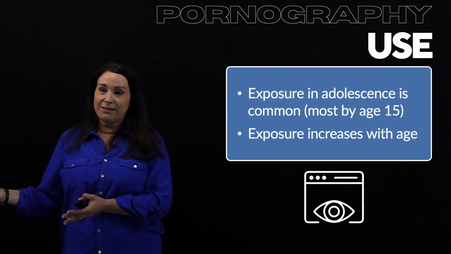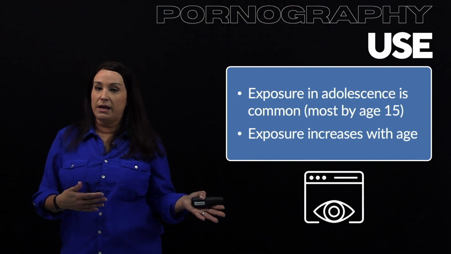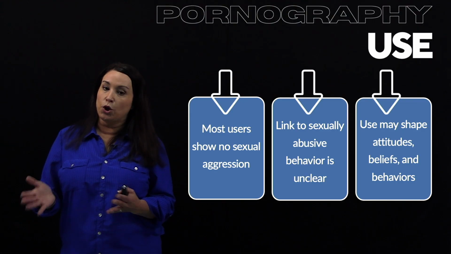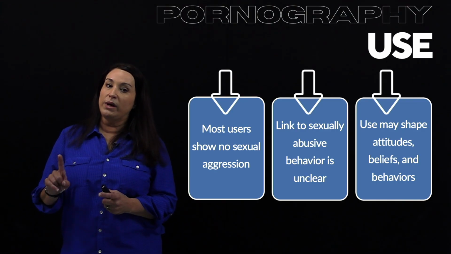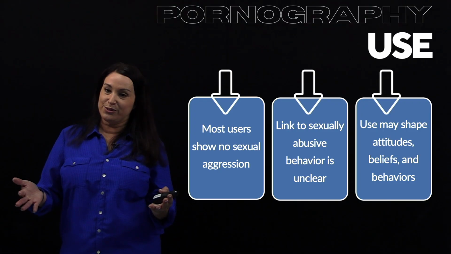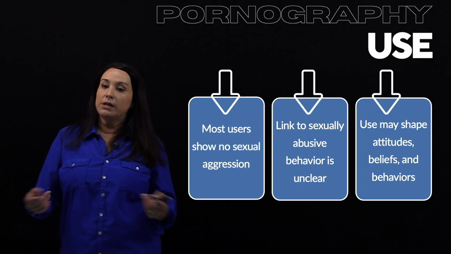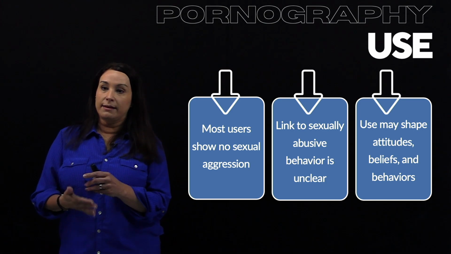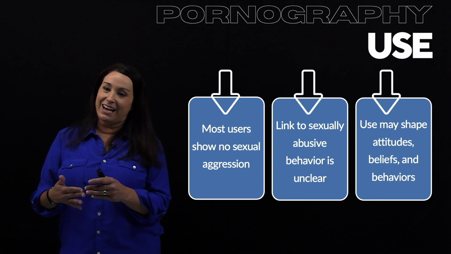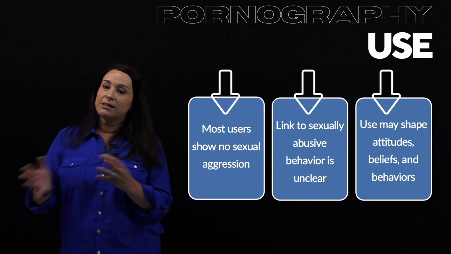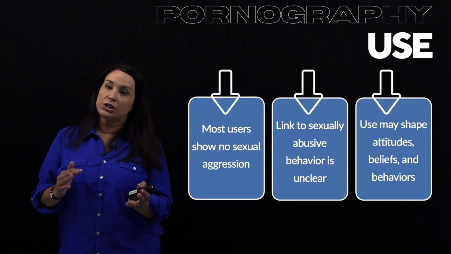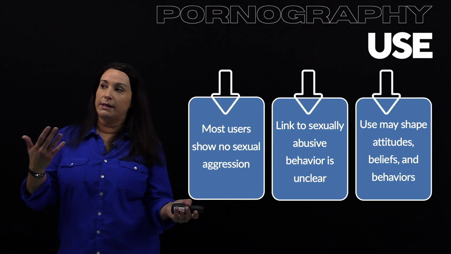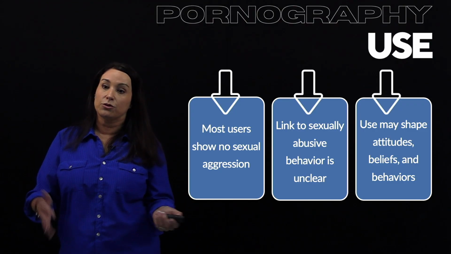Exposure in adolescence is common. Most by age 15 have seen pornography, and this increases with age. However, research shows most users of pornography don't show sexual aggression. However, we know that use shapes attitudes, beliefs, and behaviors. So if they're watching abusive, illegal pornography, that can certainly impact what they seek out later. The link is unclear with regard to research, but you want to know what they're looking at, be really realistic about it, and really encourage them to be critical thinkers.